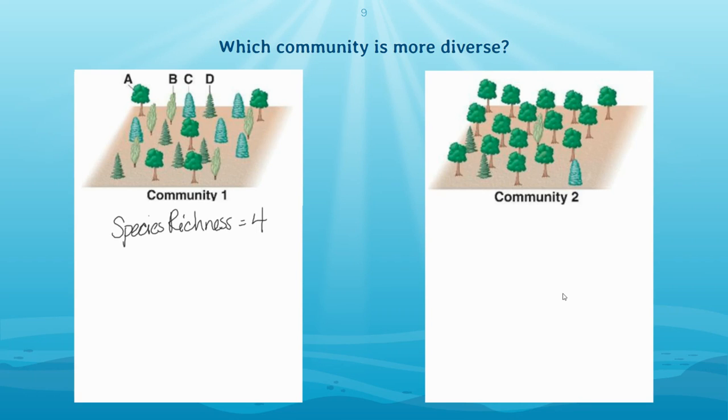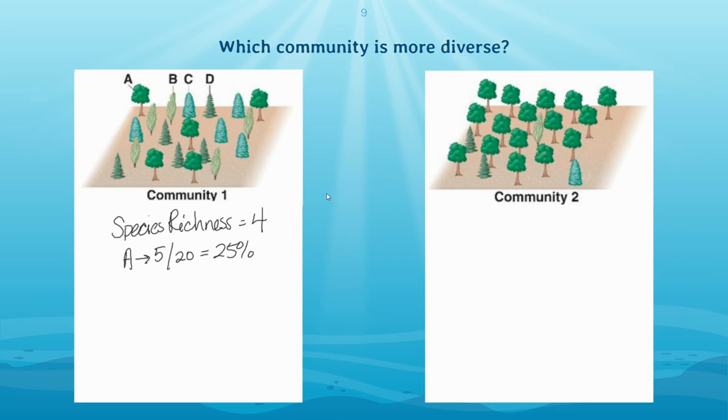I counted up and we have 4 different types of species. And so we have species A, B, C, and D. So my species richness is 4. Then what I did was I counted up how many of species A there were, and I also counted up how many total trees. There are 20 total trees, and 5 of them are going to be of species A. So we have here 1, 2, 3, 4, and 5, and that's 25%.